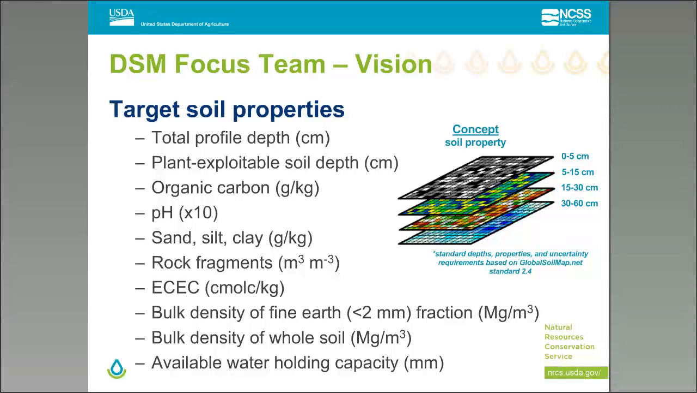Organic carbon at those 6 depth increments, pH, sand, silt, and clay content, rock fragments, effective cation exchange capacity, bulk density, both represented as the fine earth fraction or rock-free bulk density, or the whole soil bulk density, which includes the rock fragments, and available water holding capacity, again, at those 6 depth increments. And so you'd have essentially a raster stack of all of these different properties at all the different depth intervals.